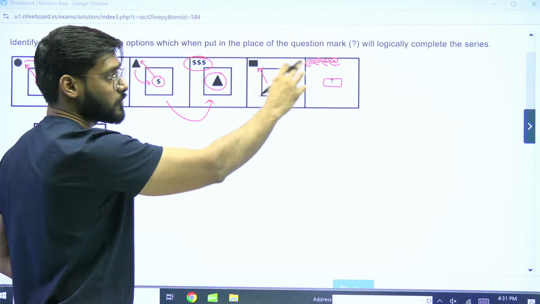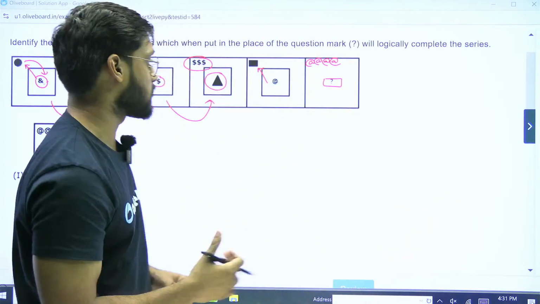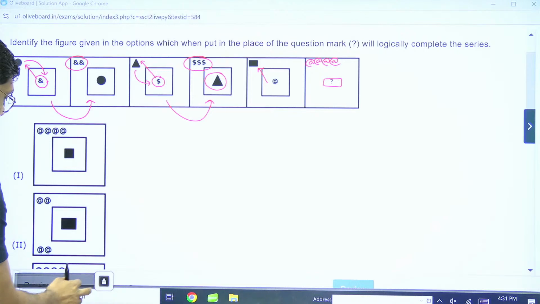We should get the image like this. So it should match with which option? Let's see.